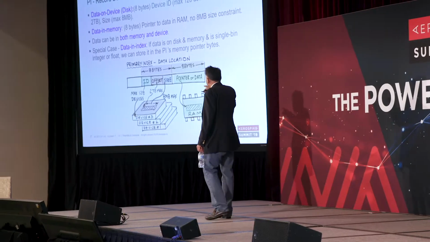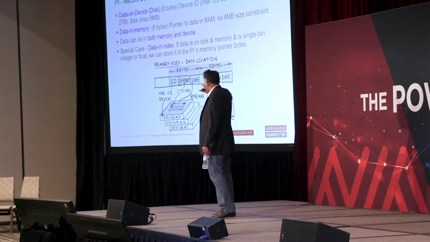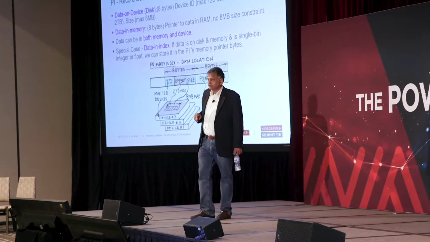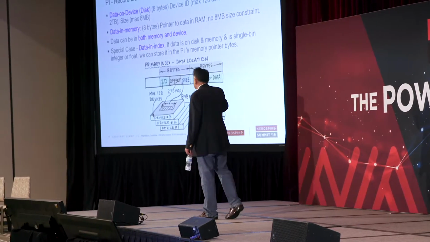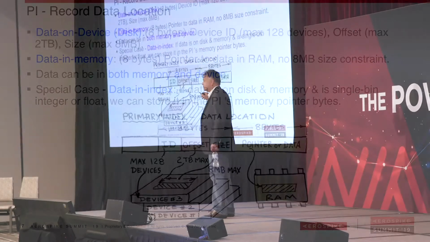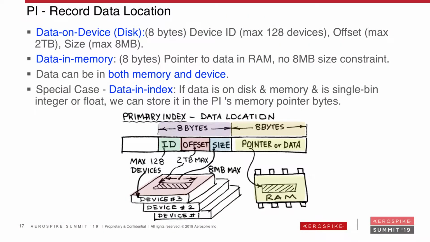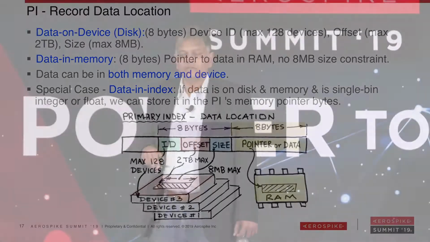Okay? When it comes to the disk side, you have an ID which identifies which device in that namespace is storing your data. You can hang up to 128 devices. You have 7 bits available for ID. And then it specifies the offset, how far into the device is your record, and the size of your record, so we can go read it. So the primary index key has that information to find your record on disk. If you're storing in RAM, it's just a pointer to RAM.